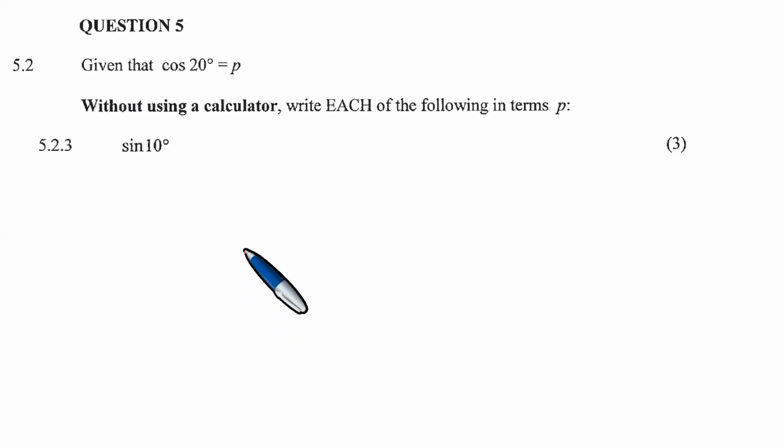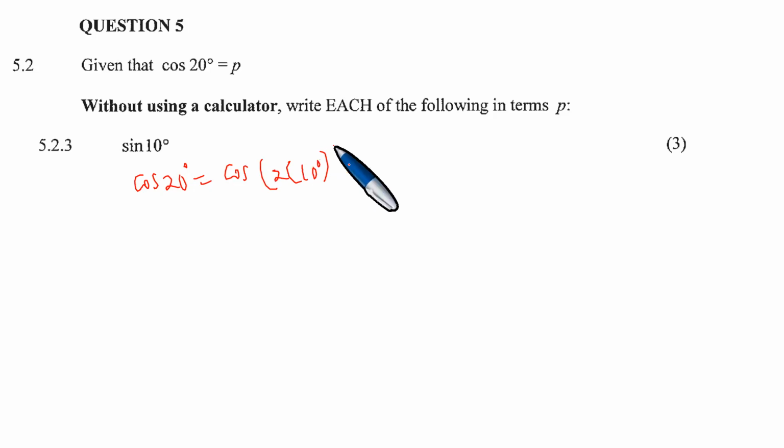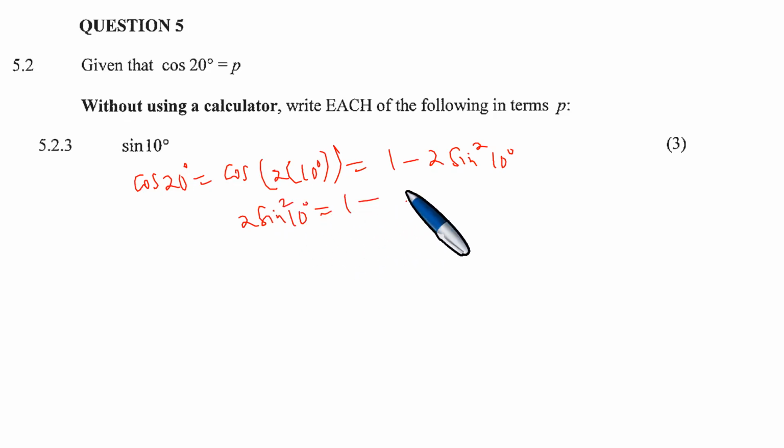So we start as follows. Cosine 20 degrees is the same as the cosine of 2 times 10 degrees, which is 1 minus 2 sine squared 10 degrees, which means you have 2 sine squared 10 degrees equals 1 minus cosine 20 degrees.